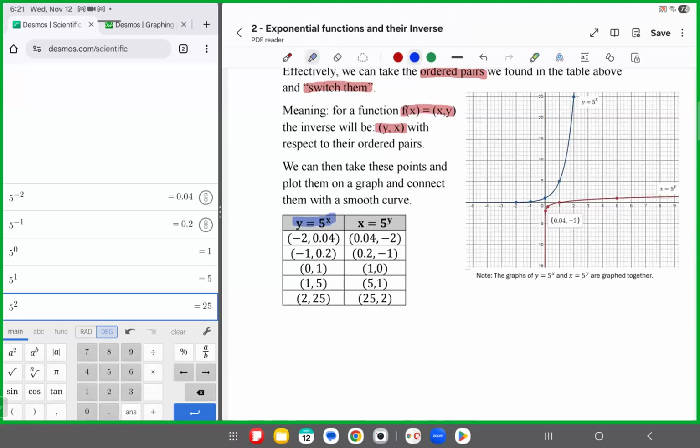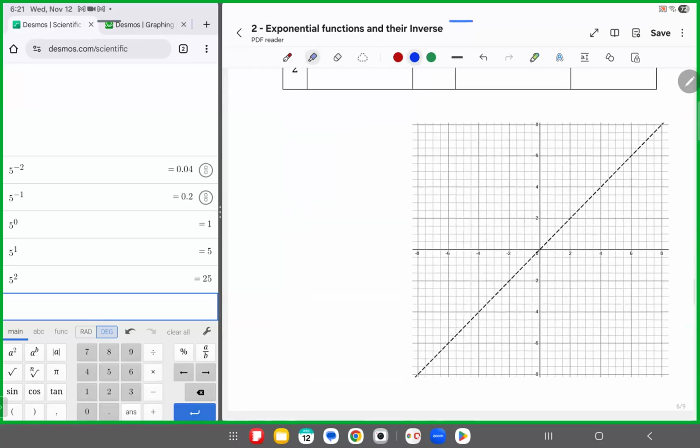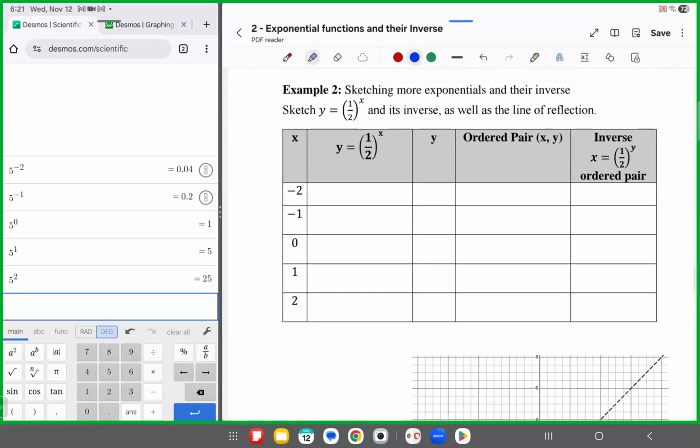So let's do another one for practice purposes. We're going to do a more difficult one. We're going to try to sketch y is equal to 1/2 to the power of x and its inverse, as well as the line of reflection. And I did graph the line of reflection for this one. Okay, so let's go ahead and try this out.